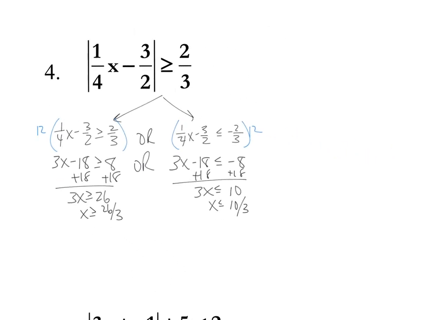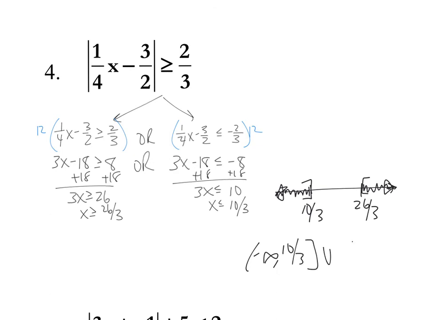And then I'm going to write my answer in interval notation. So my graph looks like this. Make sure you put them in the right order. 10/3 goes first, 26/3 goes second. And there's brackets on both of them. It's telling me to shade to the right of the 26/3 and to the left of the 10/3. And I have negative infinity to 10/3 with a bracket and another bracket 26/3 to positive infinity.